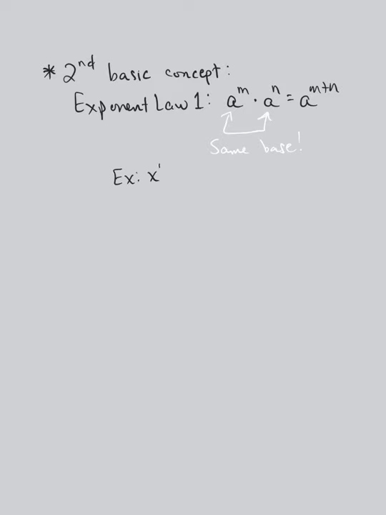If I have x to the fourth times x squared, those have the same base, so I can add the exponents. Okay? But if I have x to the fourth times y to the second, those don't have the same base. And so that doesn't equal something like xy to the sixth or something like that. It just doesn't make sense. So if they have different bases, you just don't mess with them. Okay, and so like that.